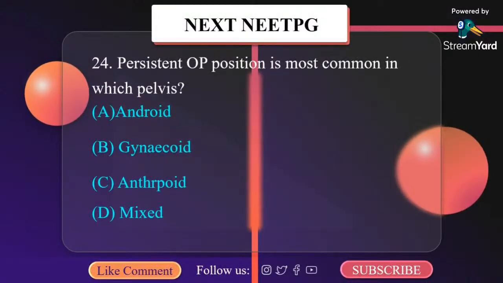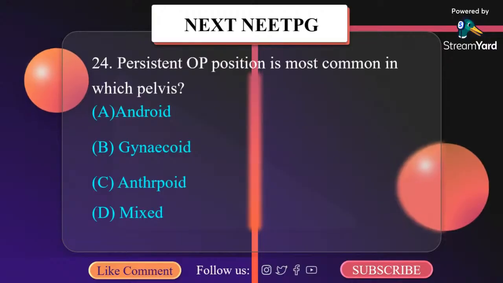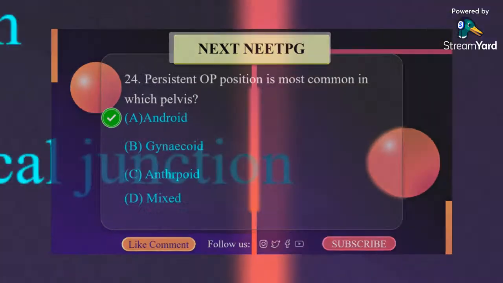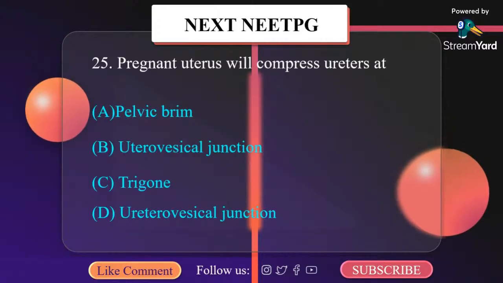Persistent occipital posterior position is most common in which pelvis? A. android, B. gynecoid, C. anthropoid, D. mixed. It is android. Pregnant uterus will compress ureters at: A. pelvic brim, B. pelvic floor.